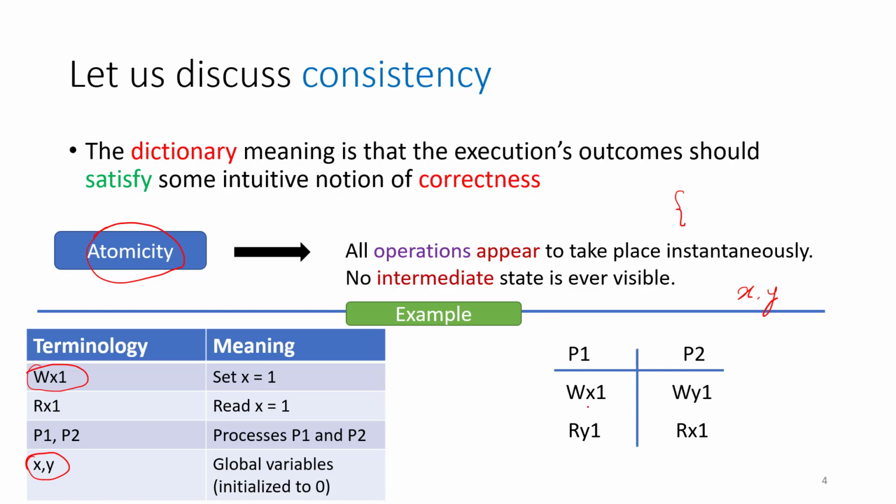So let us look at this execution. You write 1 to X, write 1 to Y. Then read Y equal to 1, and then you read X equal to 1. So this is the execution.